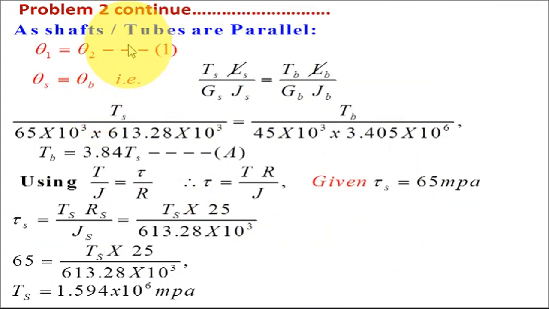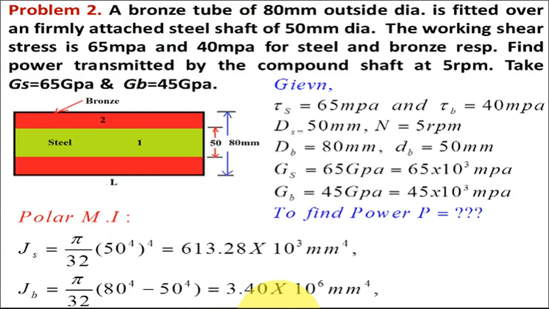Okay. So before that, you can see that when tubes are parallel or shafts are parallel, theta 1 is equal to theta 2. So why is this equation to be used? Because we should have some relation between T_S and T_B.